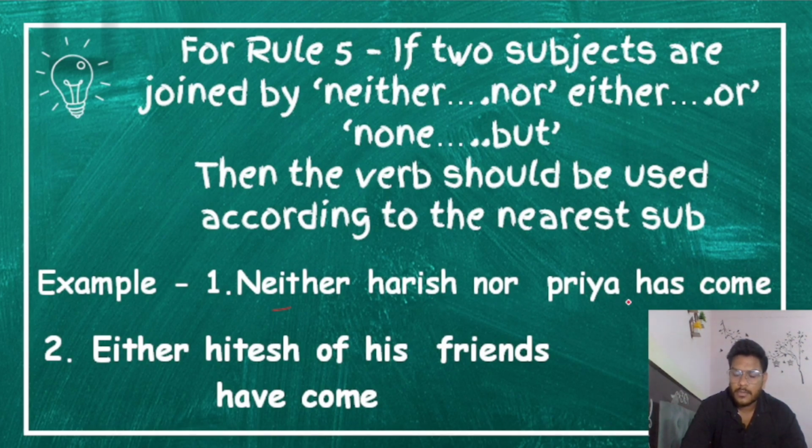First we have to check the verb. Where is the verb? There is has. Has is a helping verb. So we check the nearest subject, and the nearest subject is Priya. We all know Priya is singular, so we use a singular helping verb. In another example, either Hitesh or his friends have come. First we find the verb, and we know have is a helping verb. So we check the nearest subject, and friends is a plural noun, so we use a plural helping verb. It's very simple. We use these rules only for sentences which contain neither, nor, either, or, not only, but also.